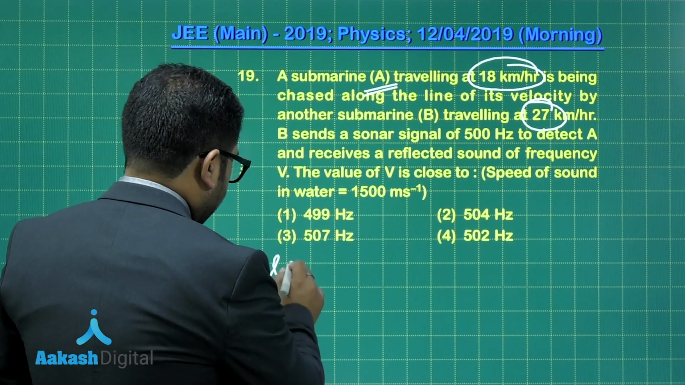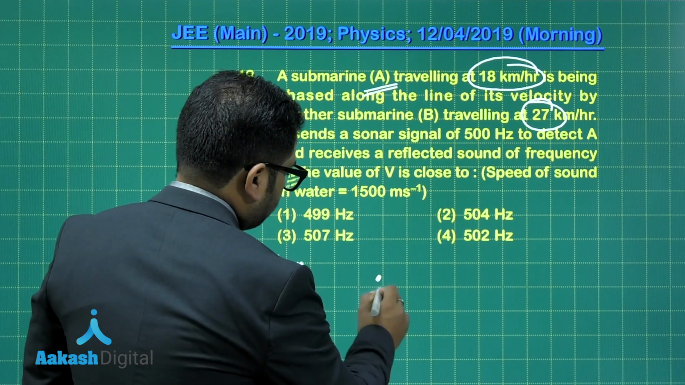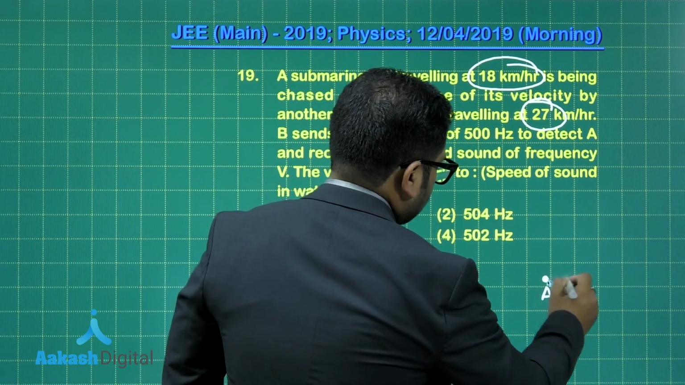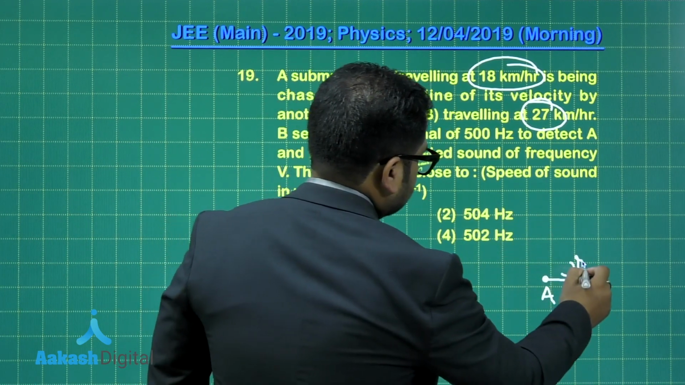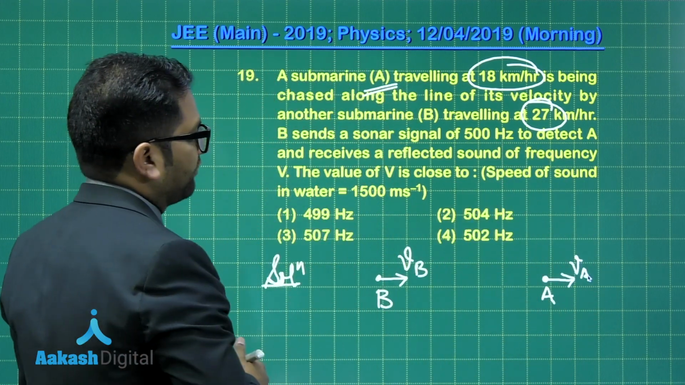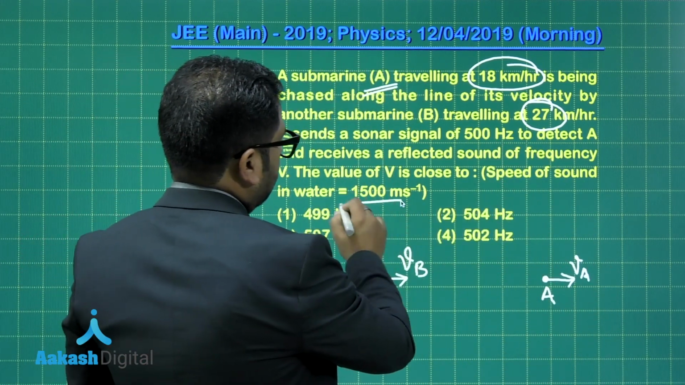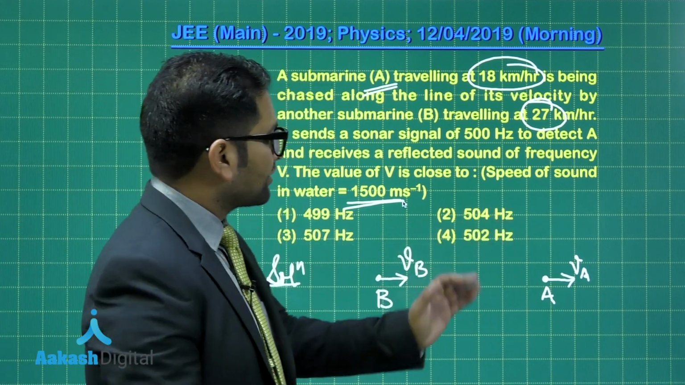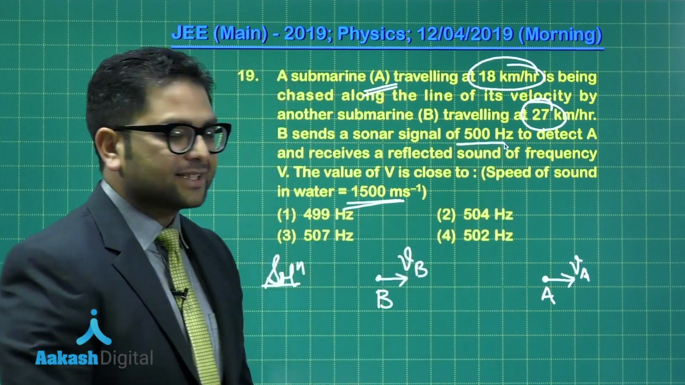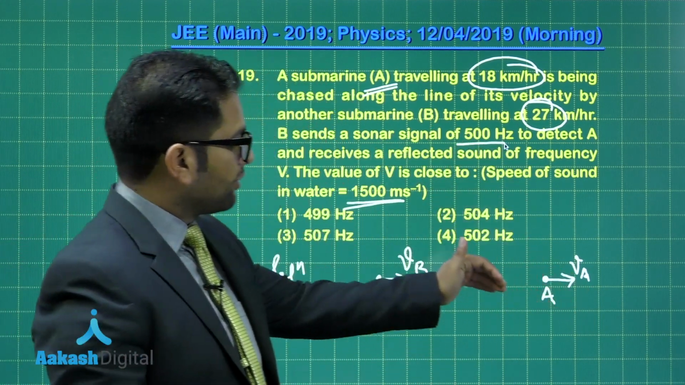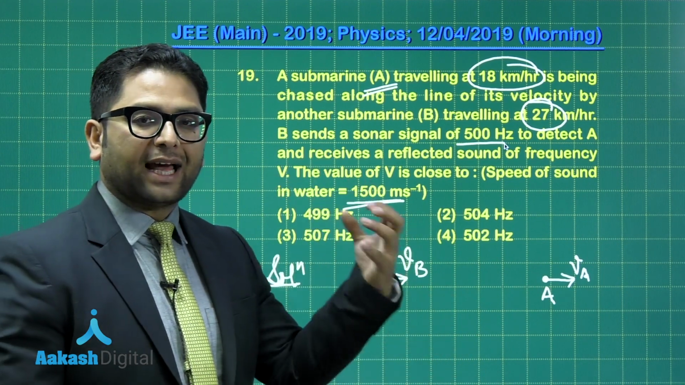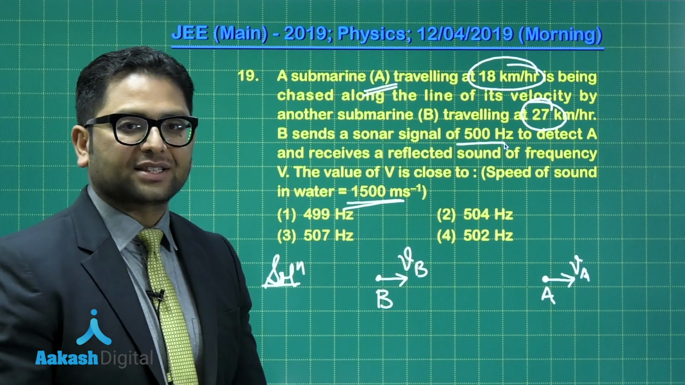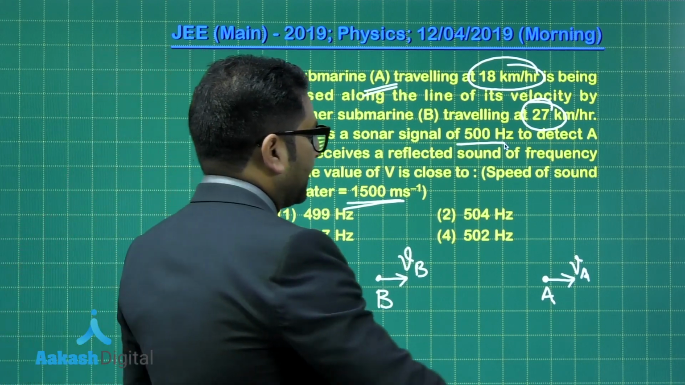And it says that submarine B is chasing submarine A. A has a speed of 5 meter per second, B has 7.5, and the speed of sound is also given, which is 1500 meter per second. Now B sends a sonar signal of frequency 500 Hz that is reflected from A, and eventually we need to calculate what would be the frequency received by B after reflection. That is the main purpose to be calculated.